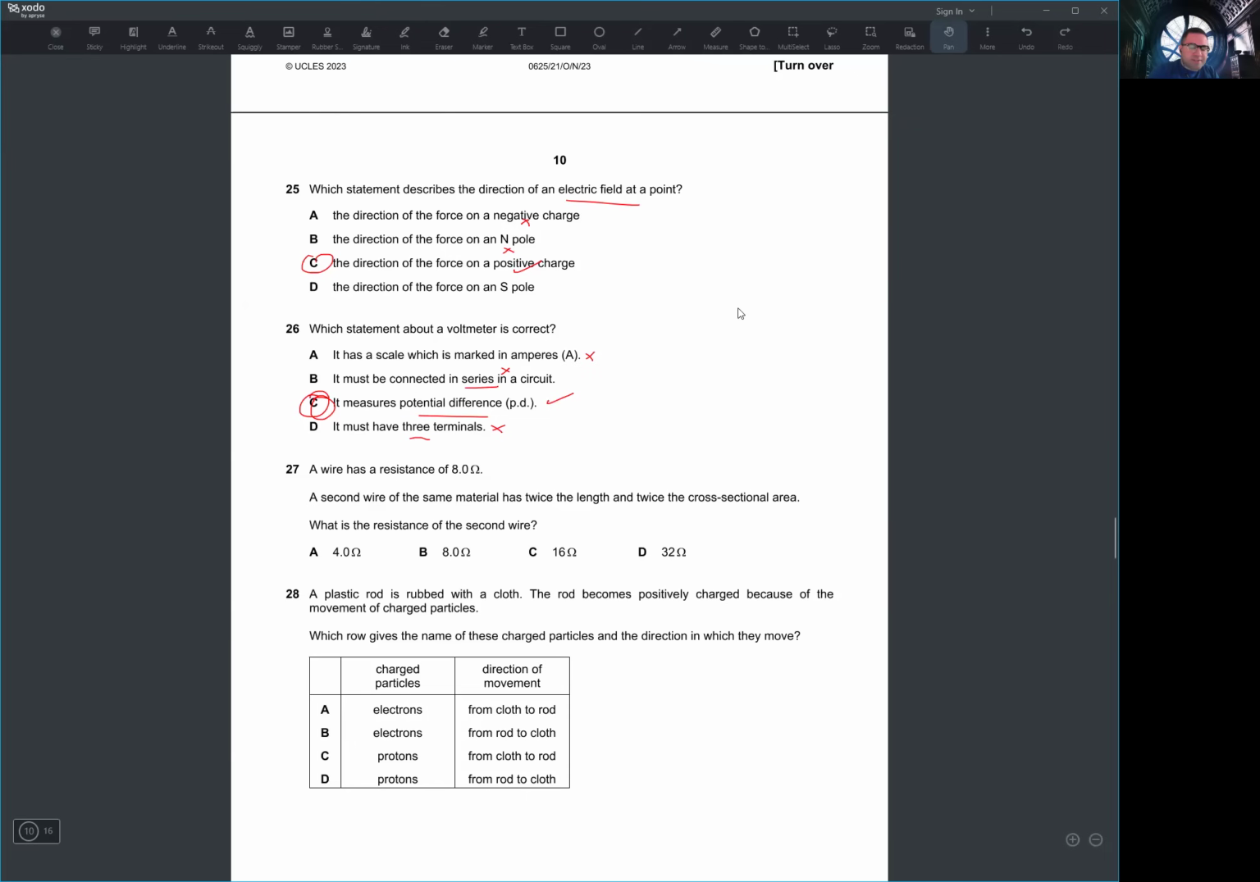A wire has a resistance of 8 ohms. A second wire of the same material has twice the length and twice the area. What is the resistance of the second wire? Twice the length: you have 8 times 2, you have 16. Twice the area. What's going to happen to the resistance? It'll decrease. So 16 divided by 2 gives me 8. So what's the resistance? 8, and B.